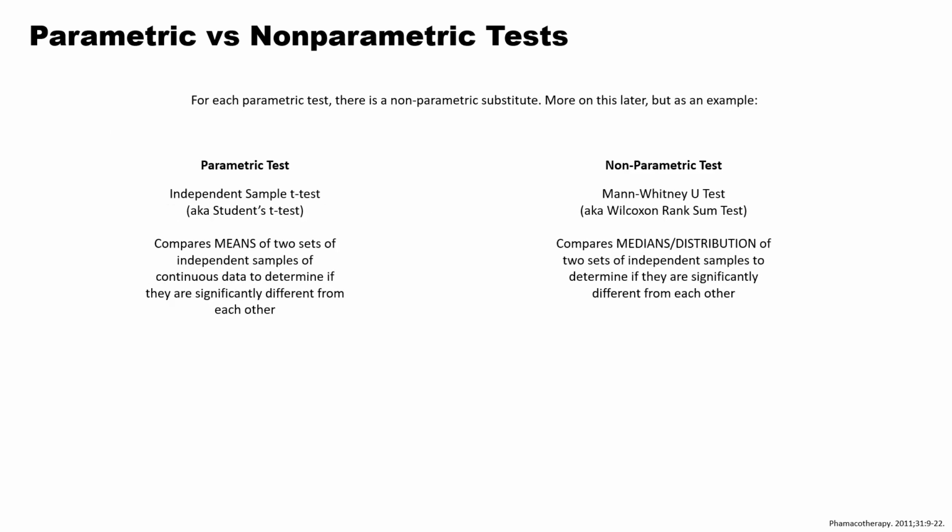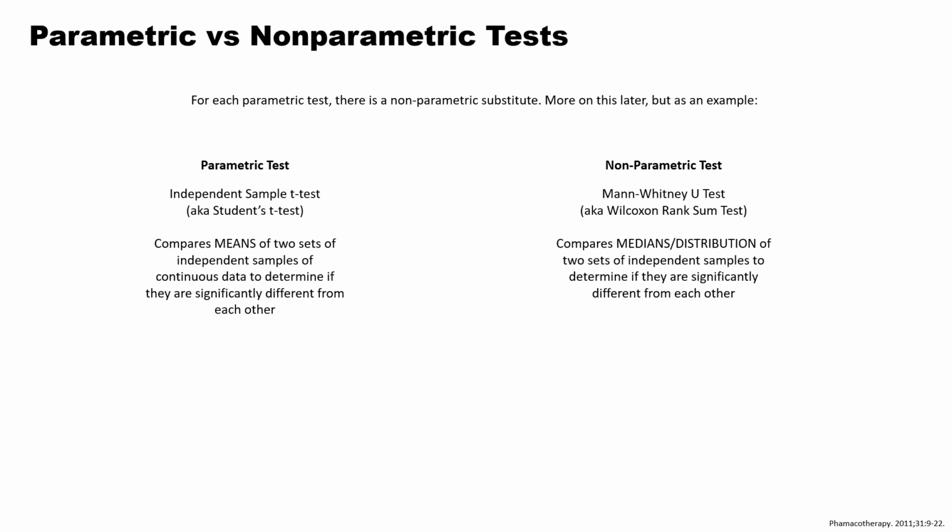So for each parametric test, there's a non-parametric substitute. We'll talk more about selecting statistical tests later, but as an example, a parametric test that compares means of two sets of independent samples of continuous data to determine if they're statistically significantly different from each other is the independent sample t-test, also known as student's t-test.